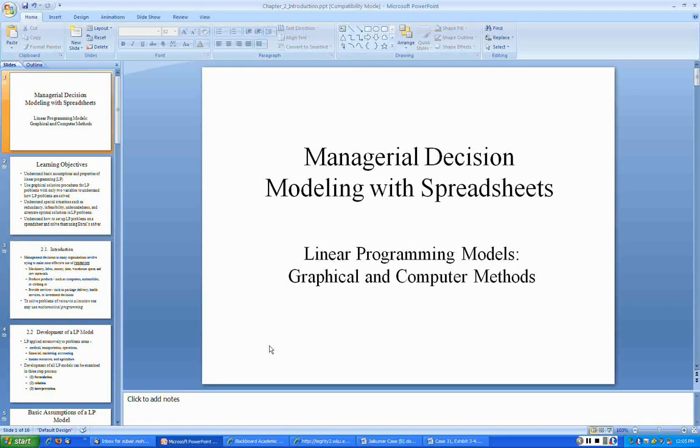Linear is because of the relationship that exists within the model, meaning that there are several decision variables and parameters involved, which have a linear relationship among them. So that's what exactly it means. In this lecture, I will briefly describe the elements of linear programming and look at the graphical approach to those problems and also the computer methods. In my next lecture, I will solve a problem using spreadsheet models.